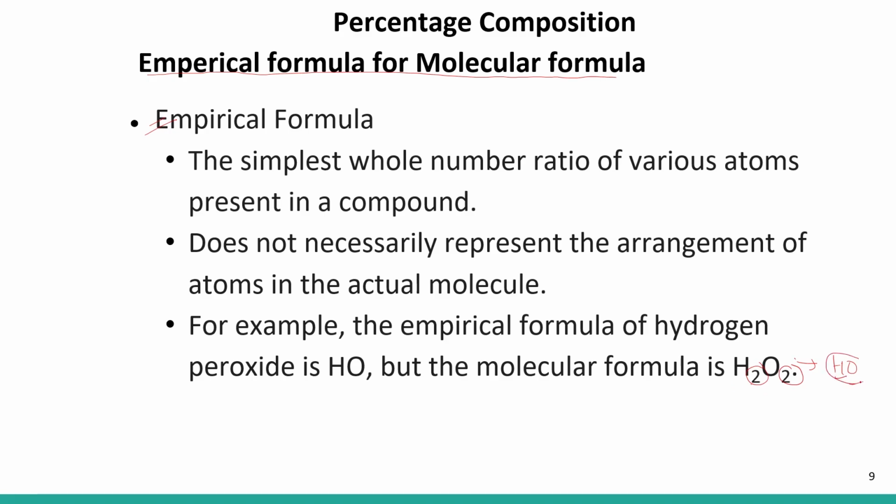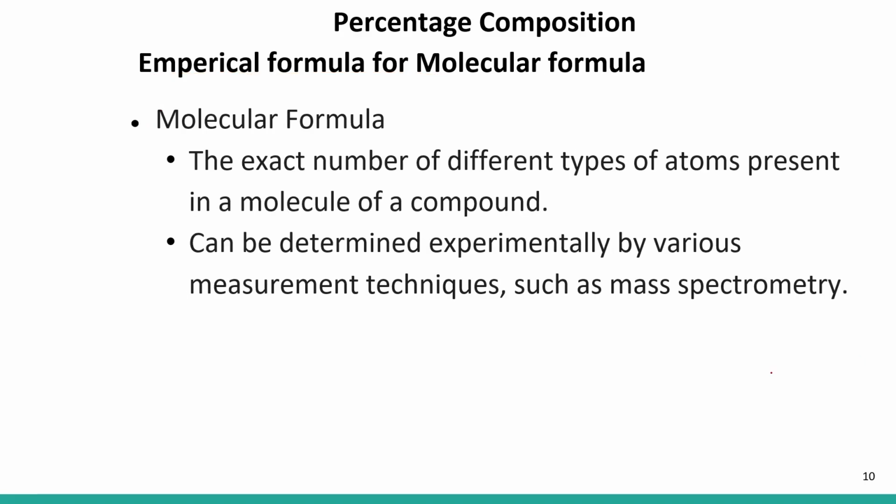So this is called the empirical formula, and it does not necessarily represent the actual formula, because you know H2O2. For those who don't know, I will write it here. H2O2 does not exist as HO, but it exists as H2O2. So 2 atoms of oxygen and 2 atoms of hydrogen all combine together to form this hydrogen peroxide. But the empirical formula for this will be HO.